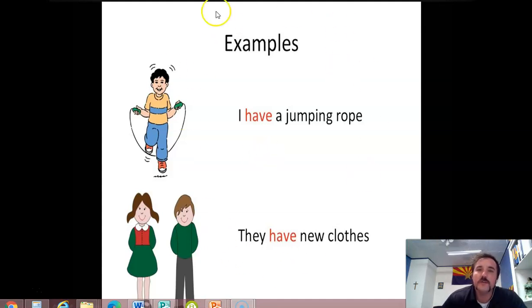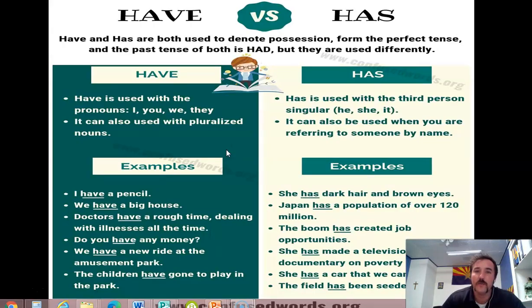However, you do use have when you use the pronouns I, they, and we, right? I have a jumping rope. They have new clothes. That's when you use have. We also had this chart, which has a lot of information, but when you use have, and when you use has. Now, if the subject is a pronoun with he, she, or it, then you use has.